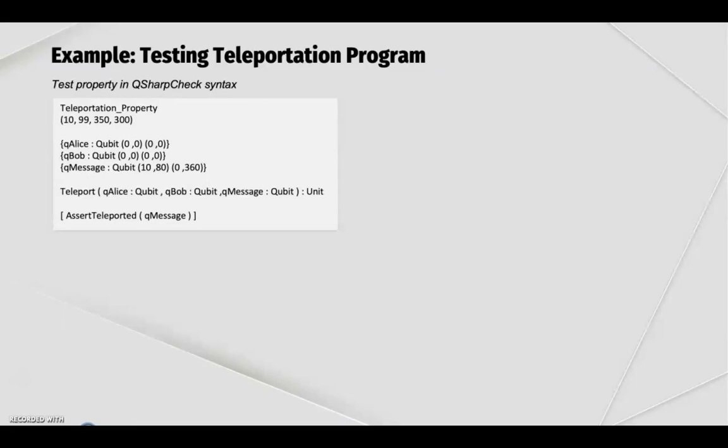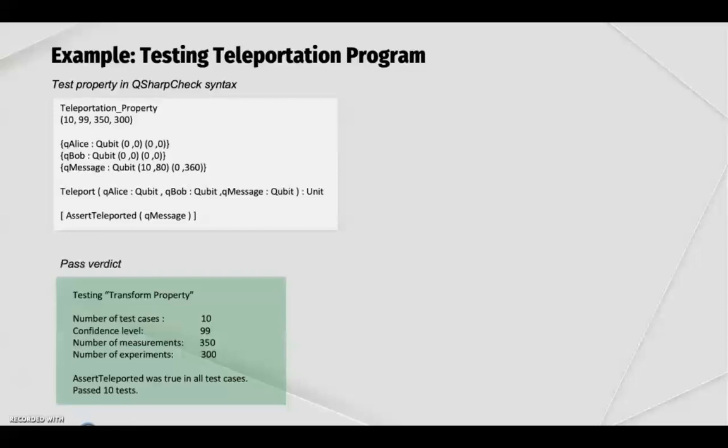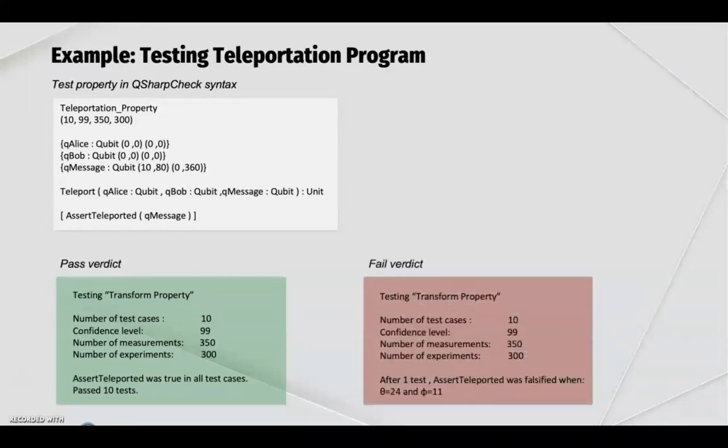When the testing process is finished, depending on the result, the corresponding report is displayed. Here, the green box shows the report of a passed test, including the test information such as the number of test cases, value of confidence level, the number of qubit measurements, and the number of experiments. But if the test fails due to an error in the system under test, a report similar to the one in the red box is produced by QSharpCheck.